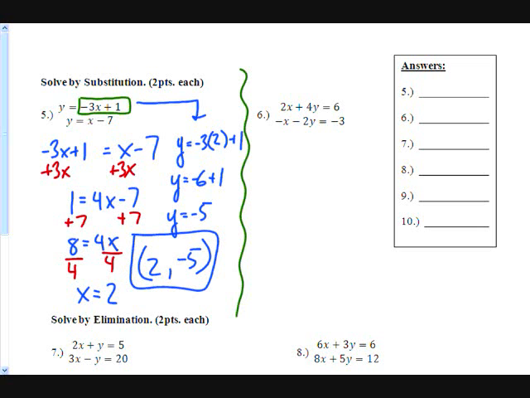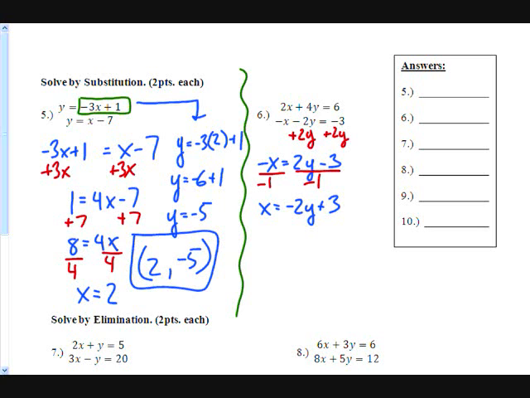The last one that we have to solve by substitution. This one is easy enough to solve by substitution. I have to isolate one of the variables. For this one, I would solve the second equation for x. I'm going to add the 2y to each side. That's going to give me negative x equals 2y minus 3. And now I'm going to divide each side by negative 1. So I get x equals negative 2y plus 3. It just changes the sign of everything.